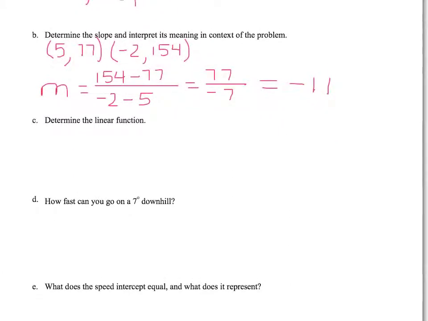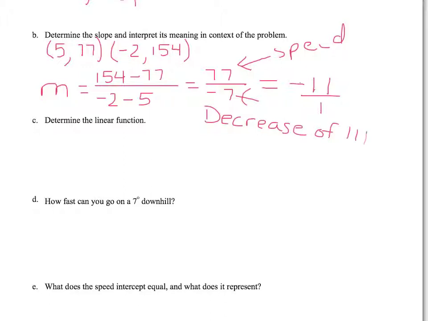Now, we also need to interpret its meaning. Remember that the top, my y variable, describes the speed, and then the bottom describes the steepness. So this -11 is like -11 over 1. And so that tells me that there will be a decrease of, that negative is the decrease, 11 kilometers per hour for every 1 degree increase of steepness.